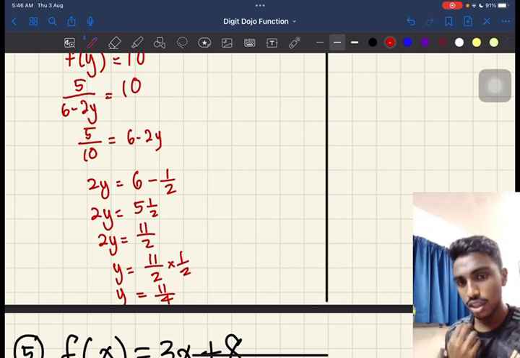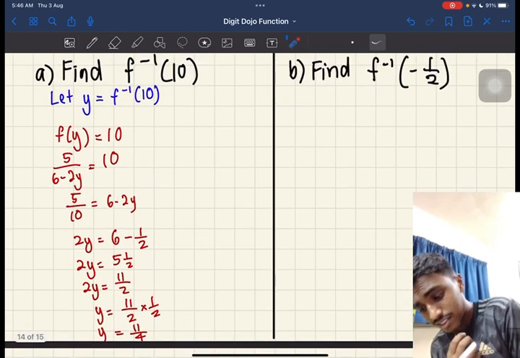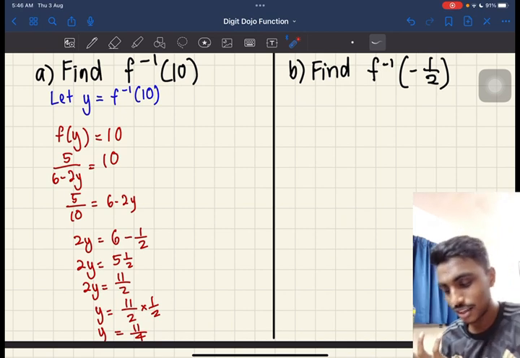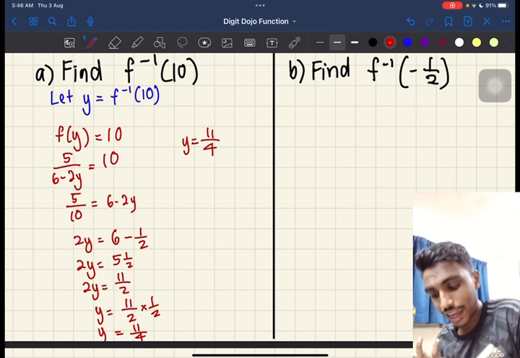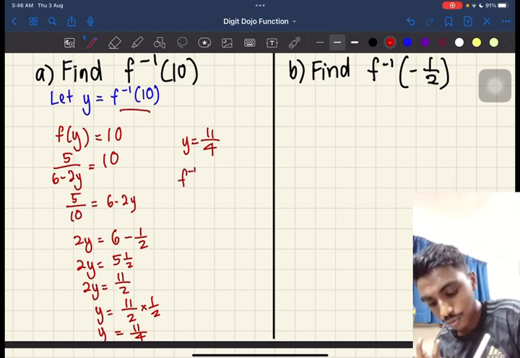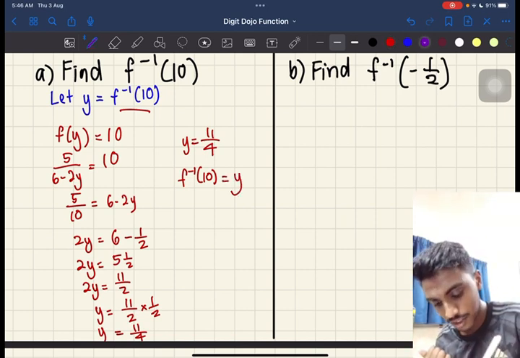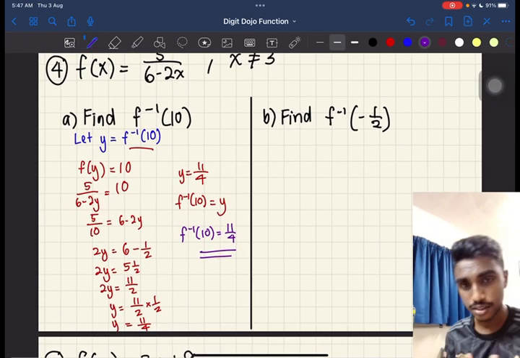Okay, so y is 11 over 4, and coming back to the top here, we said y is our inverse function of 10. So we got the answer ready. If y is 11 over 4 and my y is f negative 1 of 10, which means your inverse function for 10 is 11 over 4. Okay, this will be your final answer.